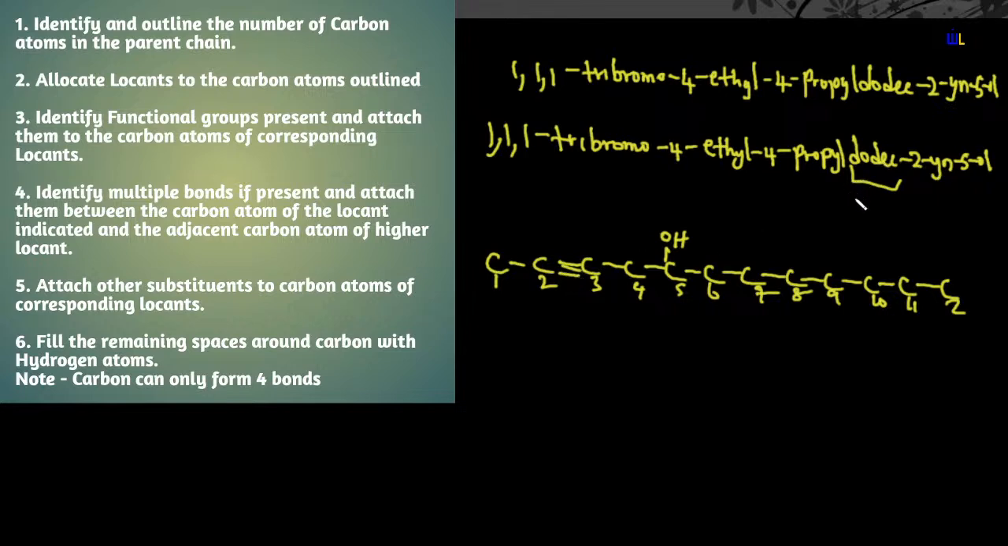And having done that, we now attach our substituents. We have bromo first. Bromo is on number 1, 1, 1. Tribromo, we're done with that. Ethyl is on number 4, and ethyl is C2H5. And then also on number 4, propyl. Propyl is C3H7, and that's that.